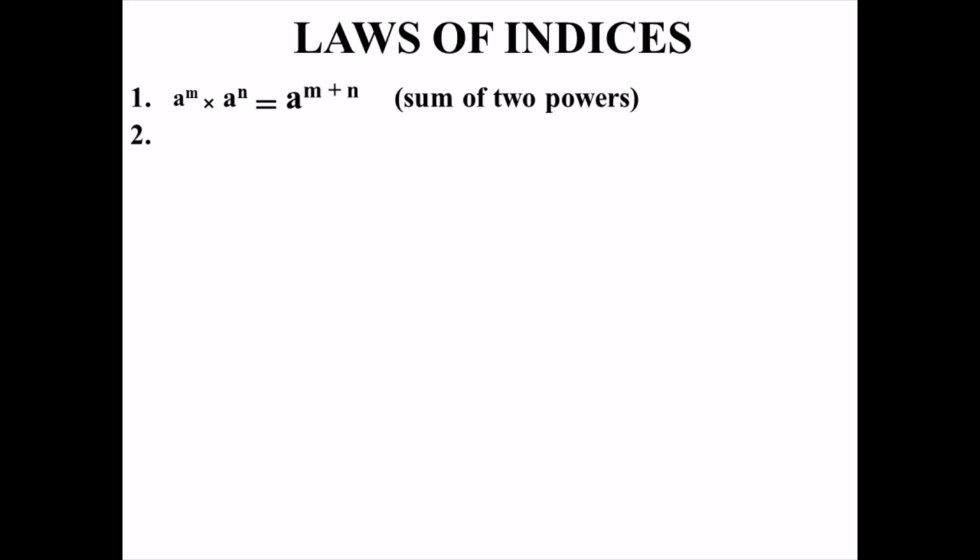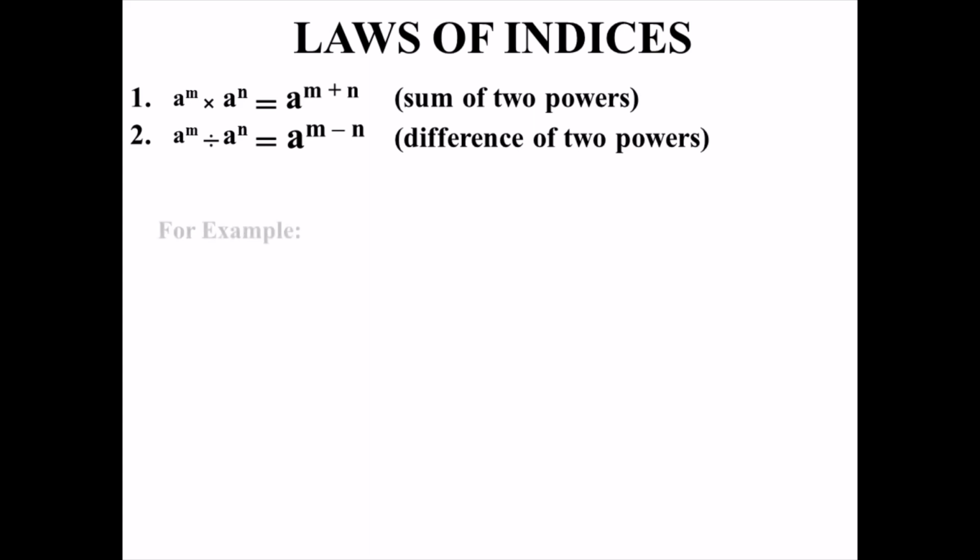We're going to look at the second law of indices. The second law of indices states that if you have a number a raised to the power of m, divided by another number a raised to the power of n, this translates to a raised to the power of m minus n. This law is known as the difference of two powers.